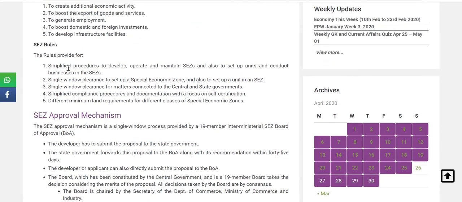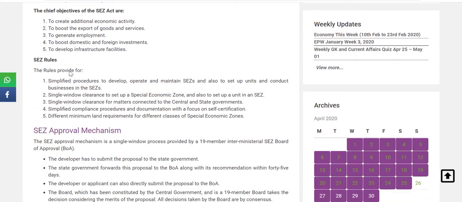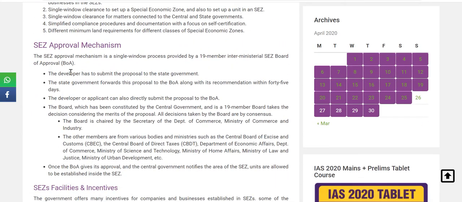Apart from that, the rules that provide for how is an SEZ approved? What is the criteria, or who determines how an SEZ will get an approval? It's again a single window process for getting the SEZ approval, which contains 19 interministerial SEZ boards. Now, the SEZ is under the control of the state government.